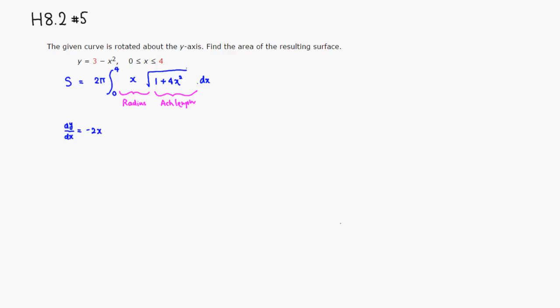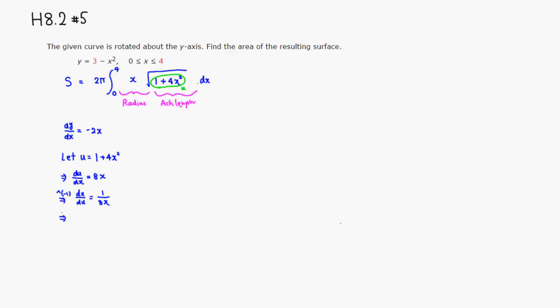Then we just have to do a substitution here. I'm going to call the expression inside the square root u. So let u be 1 plus 4x squared. We take the derivative of u with respect to x, and then you will get 8x. Then take the reciprocal of both sides. We have dx over du, which is 1 over 8x.